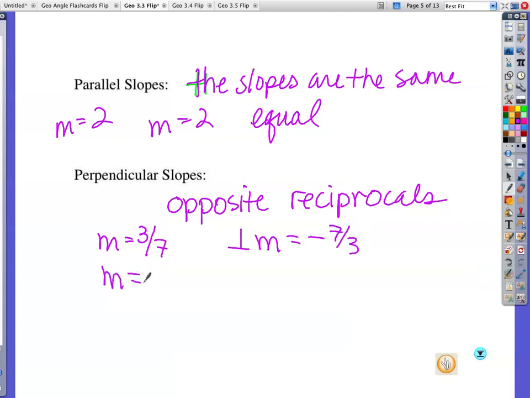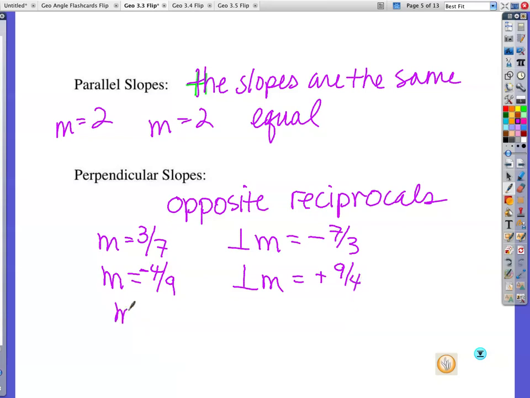Okay, if I give you a slope of -4/9, the perpendicular slope would then have to be opposite, which would make it positive. You don't have to always write that. And then the reciprocal of this would be 9/4.